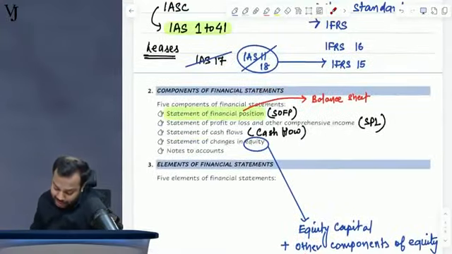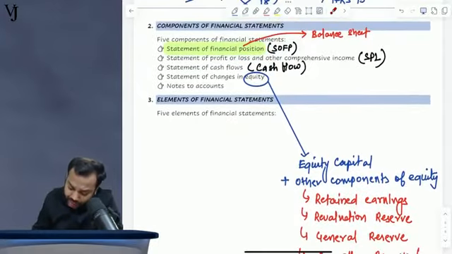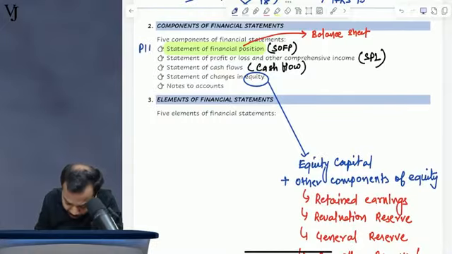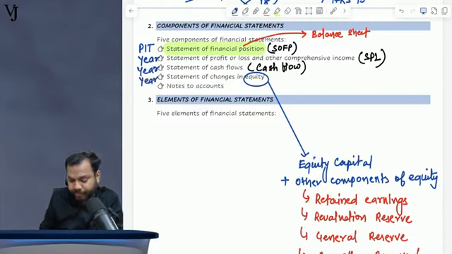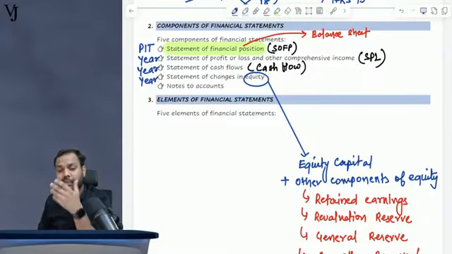So understand here, I write it. SOFP is at a particular point of time. But statement of P&L is for the full year. Cash flows is for the full year. Statement of changes in equity is for the full year. Are you understanding this fact? Come on, guys, tell me. Are you understanding this point?